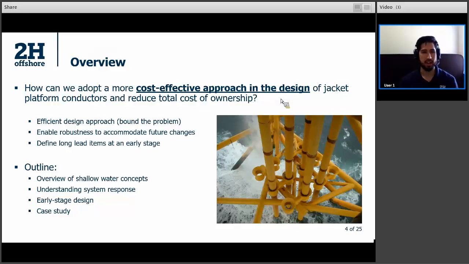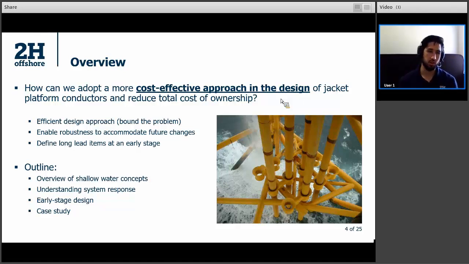So we're trying to think about how we can use an efficient design approach and bound the problem. What can we do to enable robustness to accommodate future design changes, or future changes down the road? And how can we define those long lead items at an early stage?